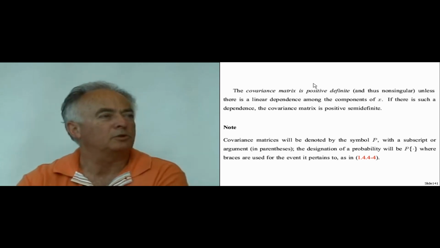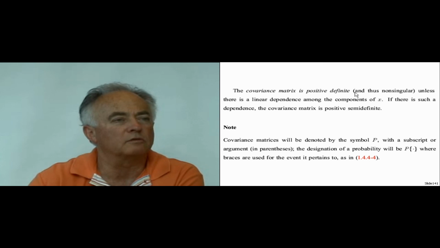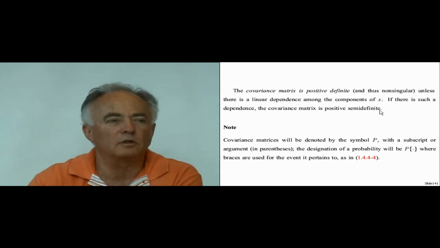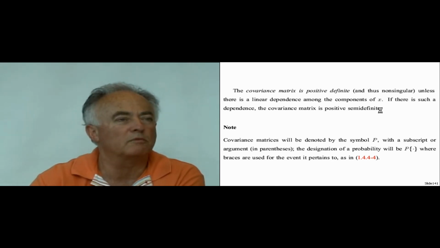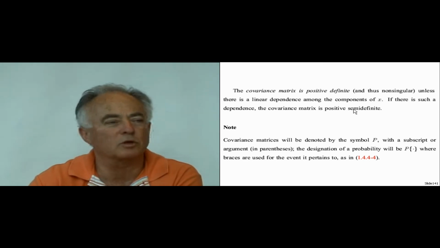One important property of the covariance matrix is that it is positive definite, and therefore non-singular, unless there is a linear dependence among the components of x. If there is such a dependence, then the covariance matrix is positive semi-definite, and obviously it is not going to be invertible, and this is one of the cases we are going to see in some real-world estimation problems. We can encounter such situations.